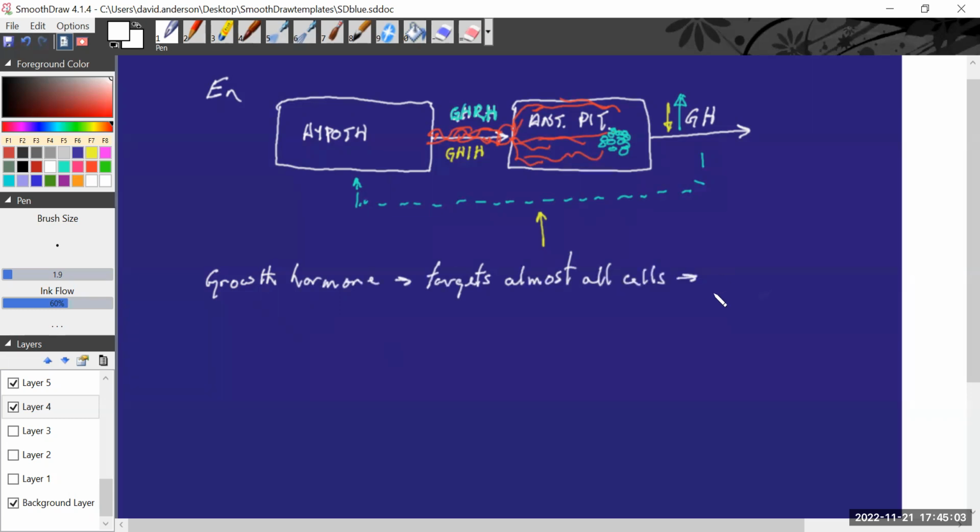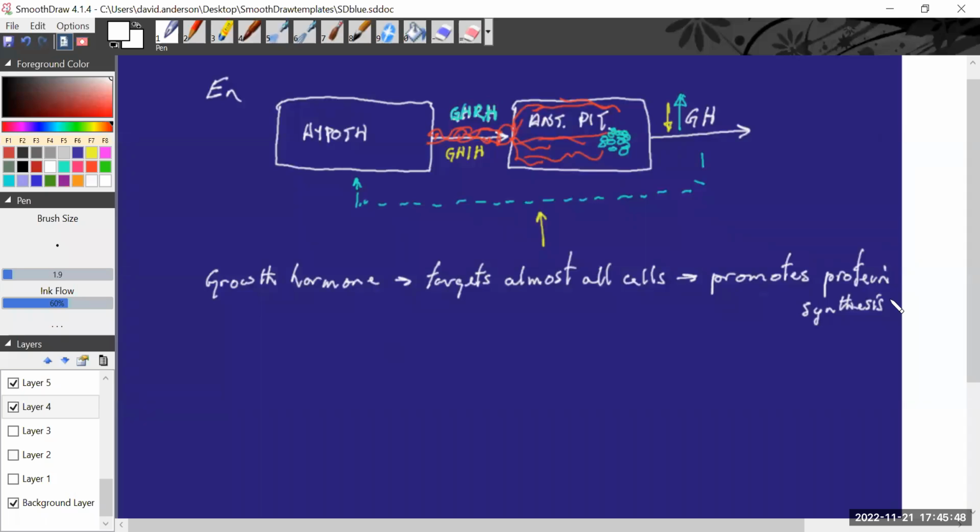And when it targets cells, it promotes protein synthesis. So it's produced in these cells in the anterior pituitary gland. It's released into the circulation, and most cells in the body have some receptors for this growth hormone. And when the receptors are matched up, those cells start to promote protein synthesis. In other words, they grow. They make more proteins. They get bigger. If it's a muscle cell, it's going to get bigger and stronger, and so on.